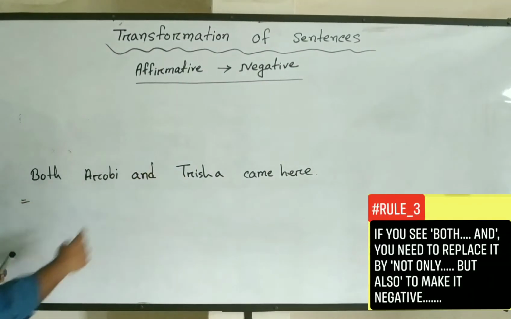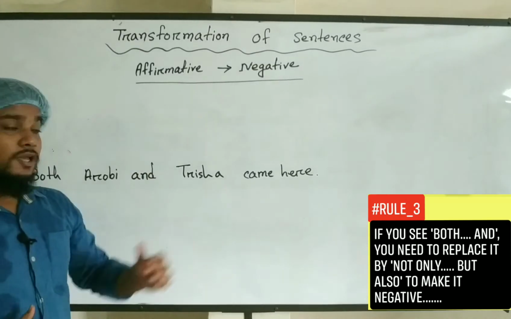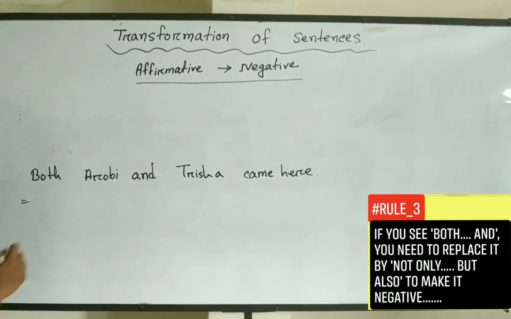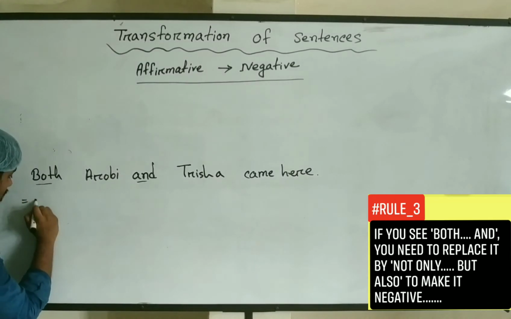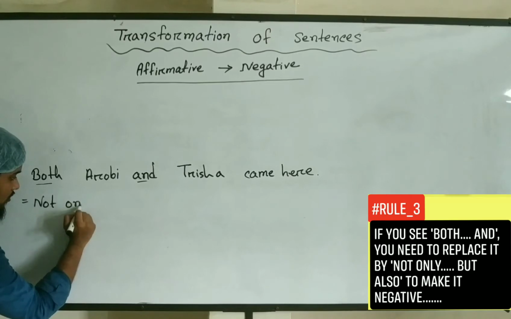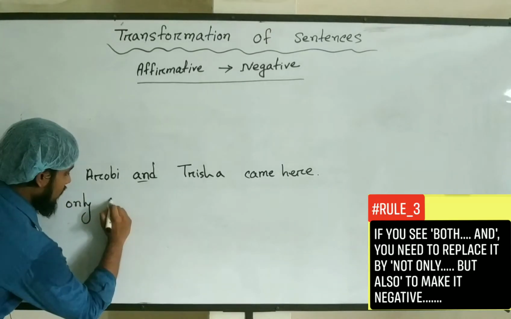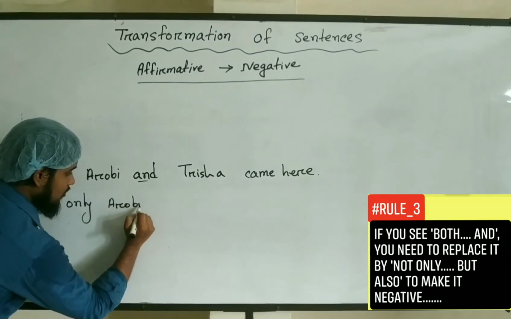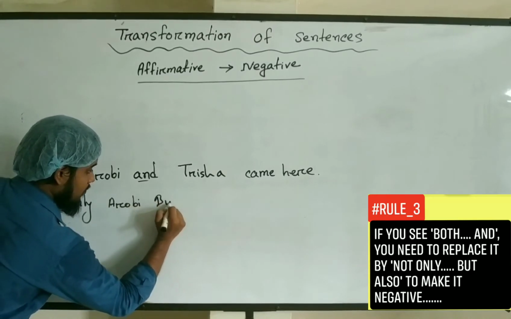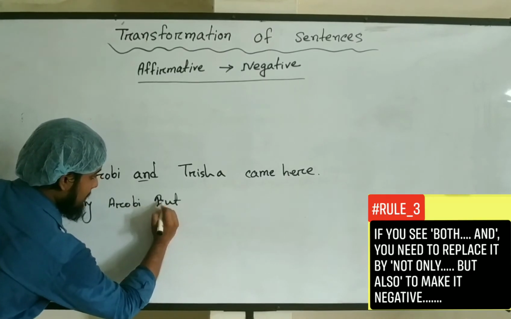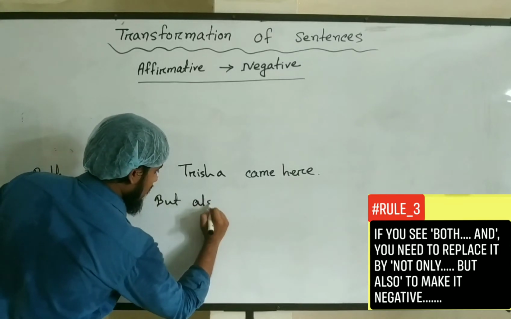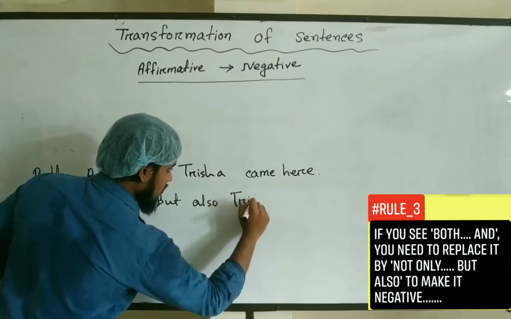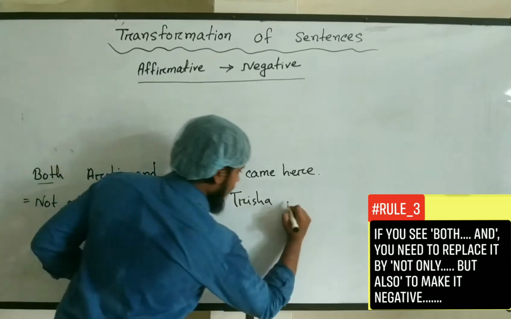Both Arabi and Trisha came here. Here you can see both and in this affirmative sentence. And to make it negative, we need to write not only Arabi but also Trisha in here.